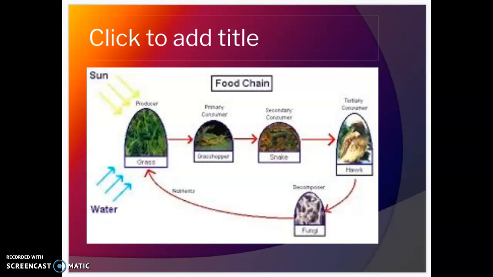Here's a good example of a food chain, right? Sun and water go to the producer, grass, that goes directly into the grasshopper that eats it. That energy from the grass into the grasshopper gets transferred to the snake when the snake eats the grasshopper, and then the hawk eats the snake. So that energy has gone from the sun into the grass, through the grasshopper, through the snake, into the hawk. Okay, so it's a straight line, it's a chain.